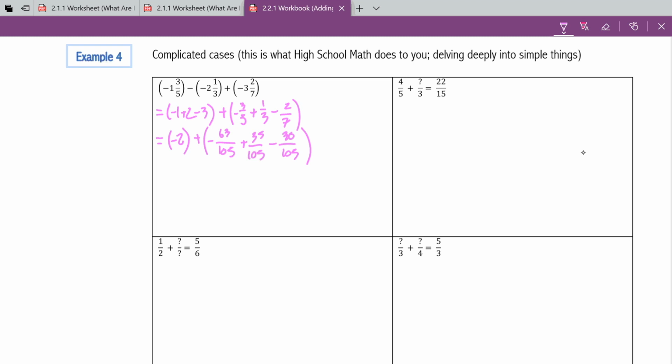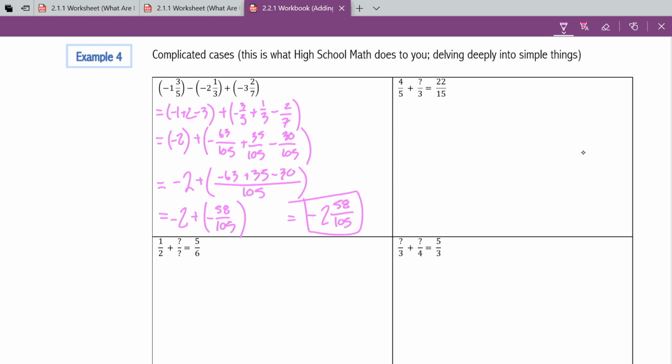Take a moment and try to follow what we did step by step. I skipped a couple of things, but by this point in your mathematical careers, you should be able to combine a number of steps into one. So we still have -2 plus -63 plus 35 minus 30 all over 105. And when I do that math, it looks like I get, well, -63 plus 35 minus 30 looks like it's going to be -58. And now I have a negative number with another negative number added to it. So it's going to be simply -2 and 58 105ths. All right, not too bad.